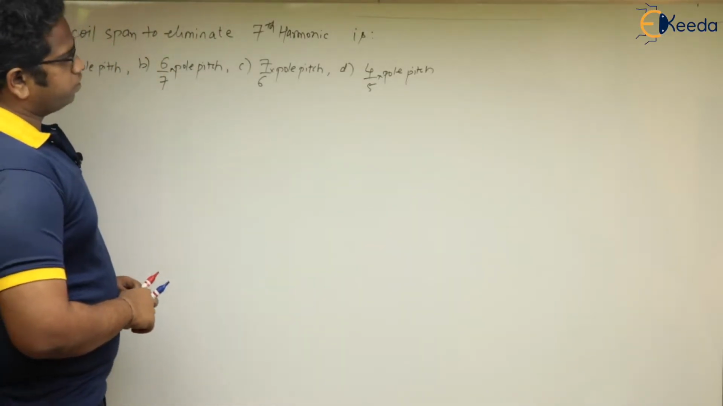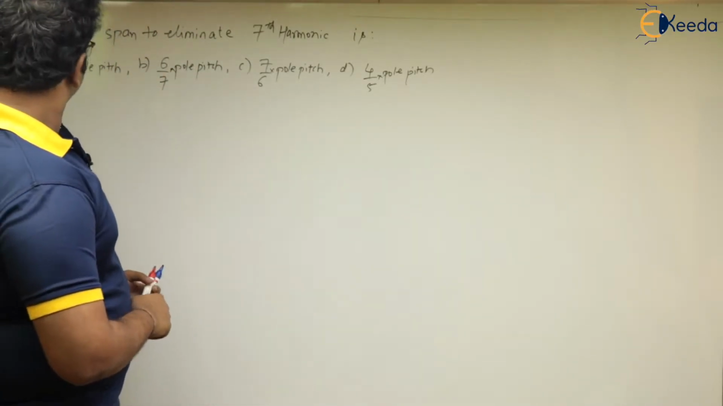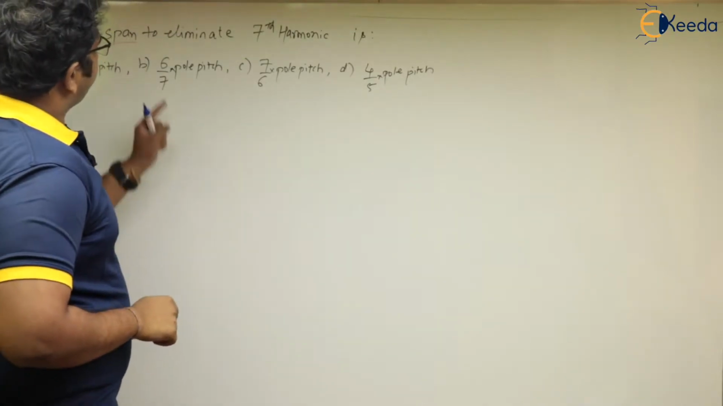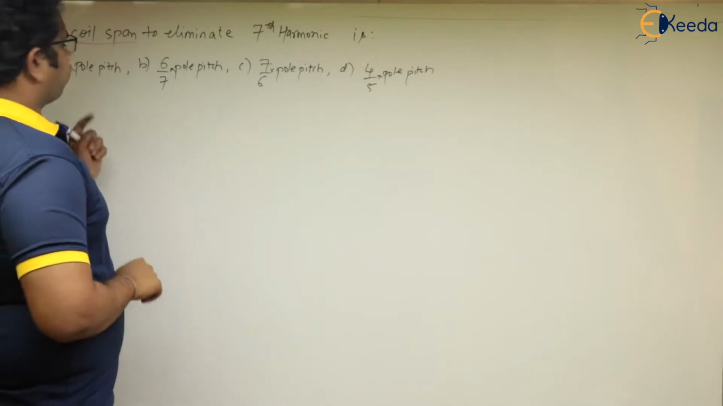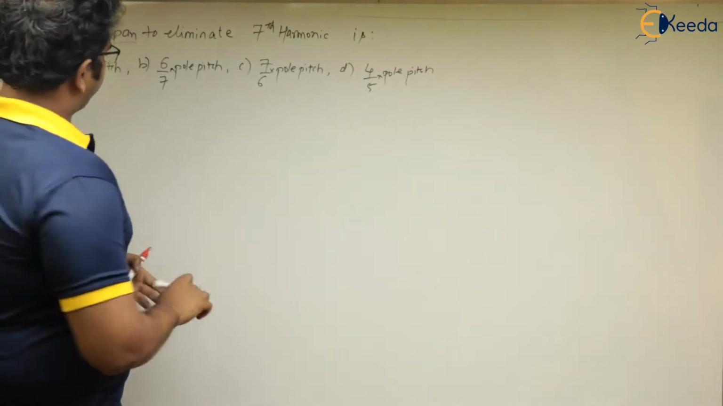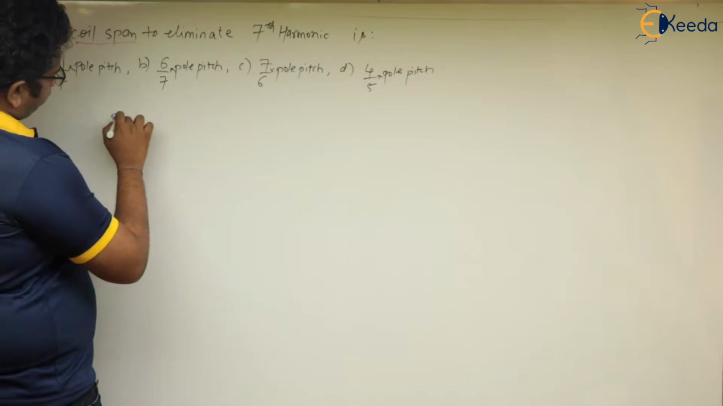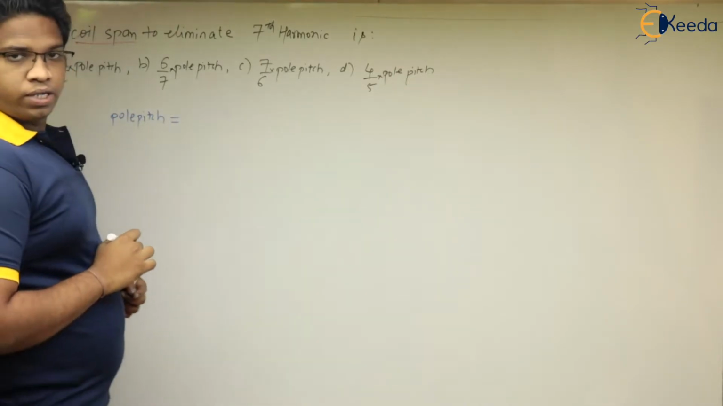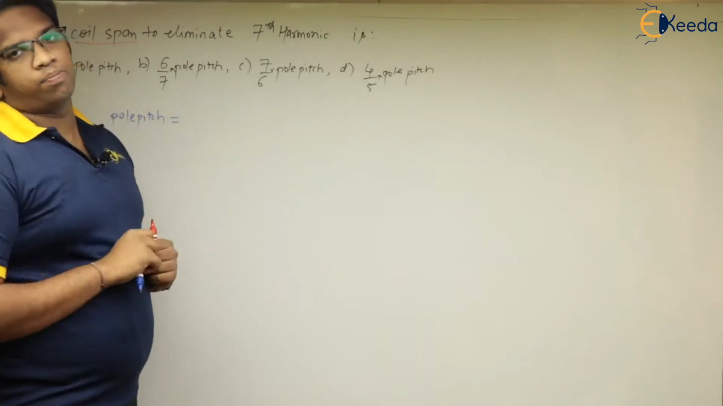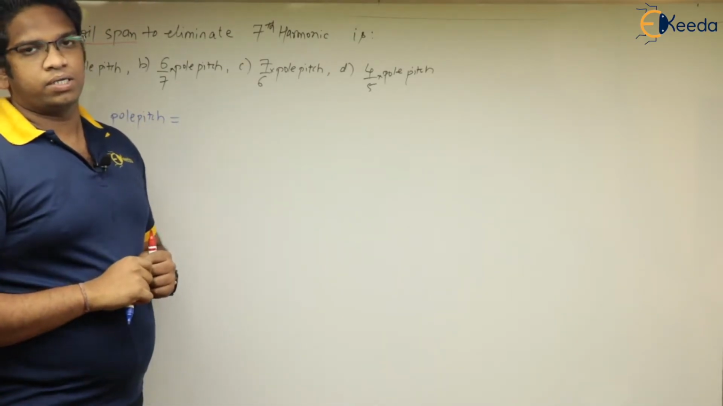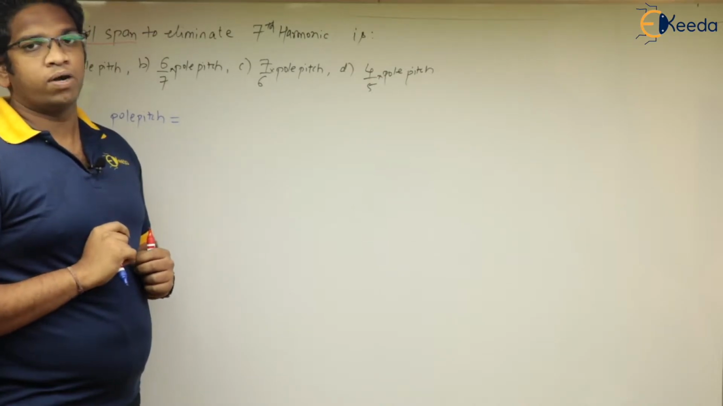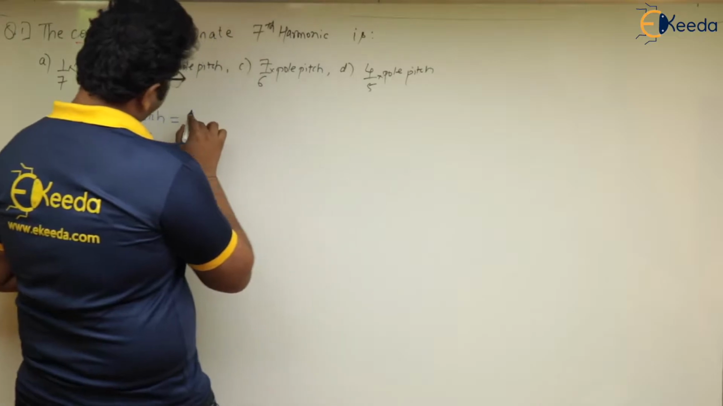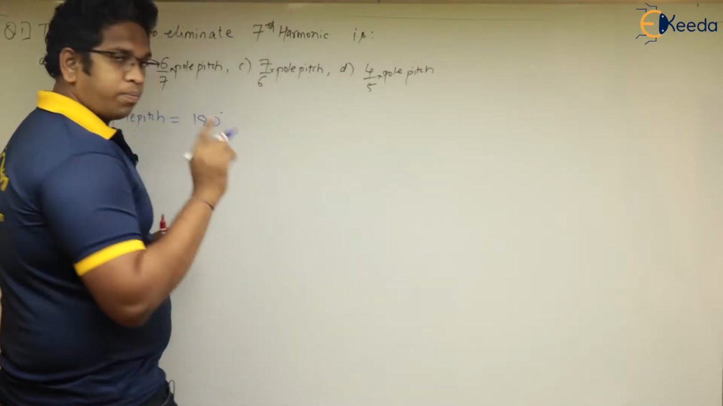Now see here, what are they asking? They are asking for the coil span to eliminate the seventh harmonic. First of all, let us think: what is pole pitch? It is the electrical angle drawn by one pole. We have already studied that one pole gives 180 degrees.